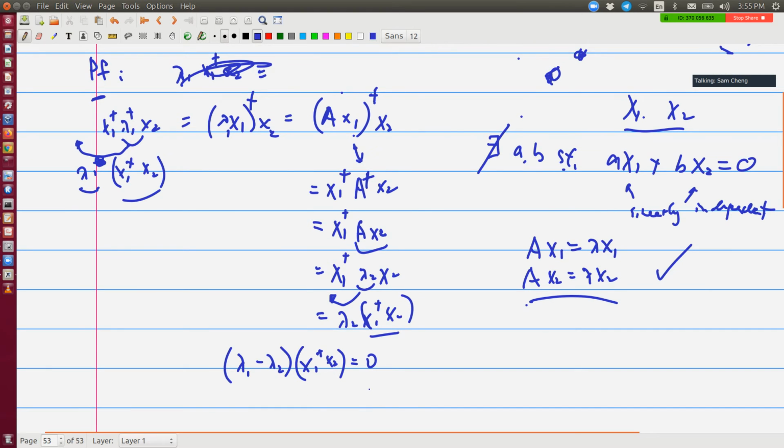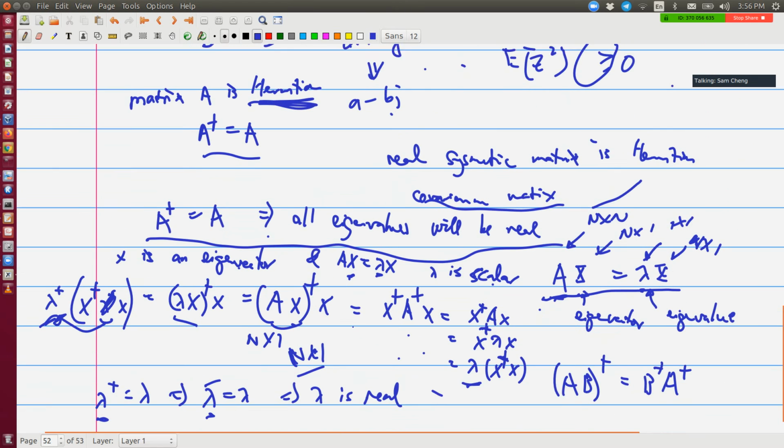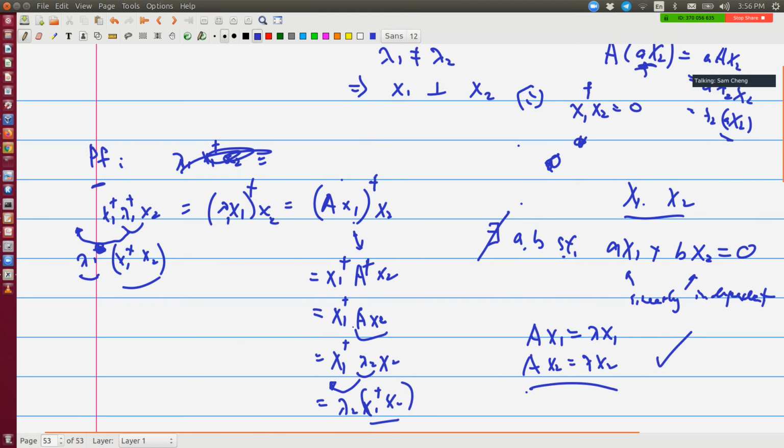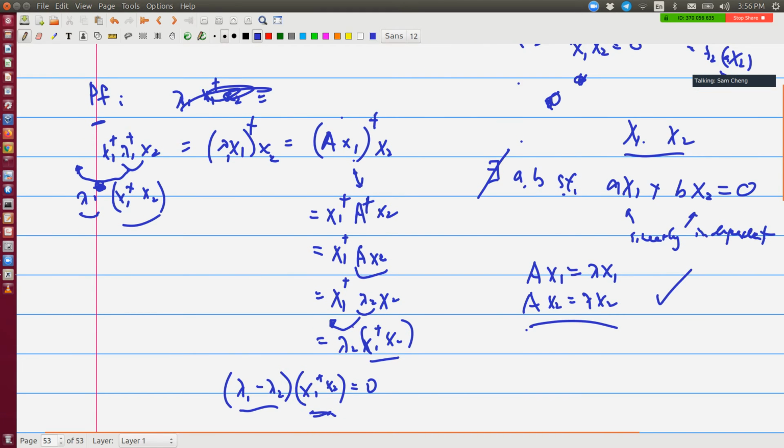Therefore, if lambda 1 is not equal to lambda 2, then x1 Hermitian x2 will be equal to 0. That means x1 and x2 are orthogonal, because lambda 1 minus lambda 2 cannot be 0. If it were 0, they would be the same, which does not satisfy the initial condition, since we are assuming lambda 1 and lambda 2 are different. So if they are different, the eigenvectors are orthogonal.